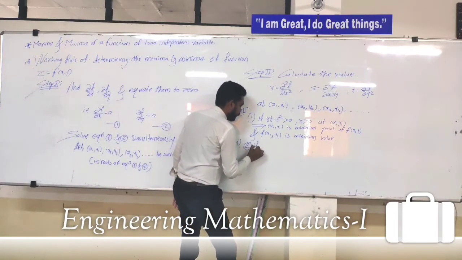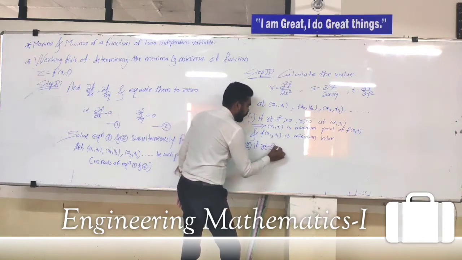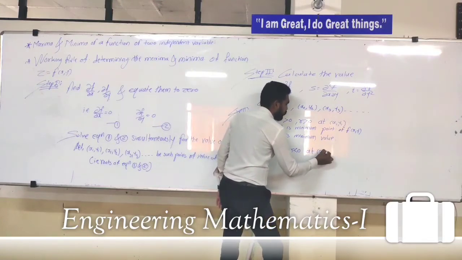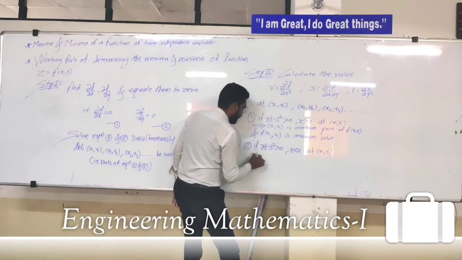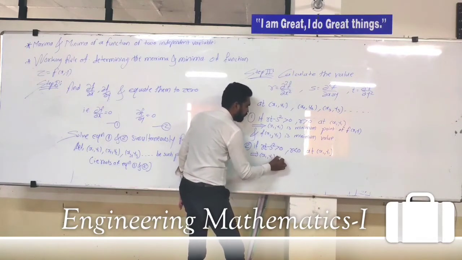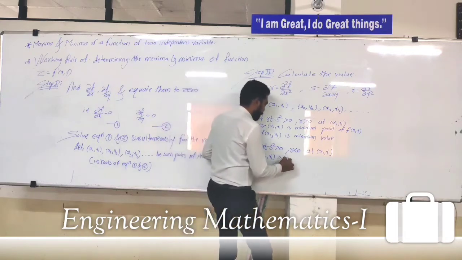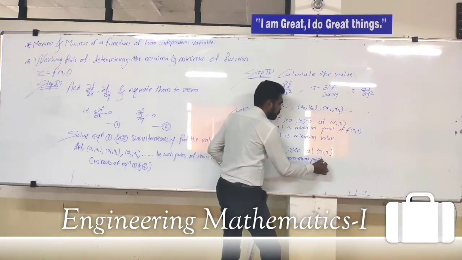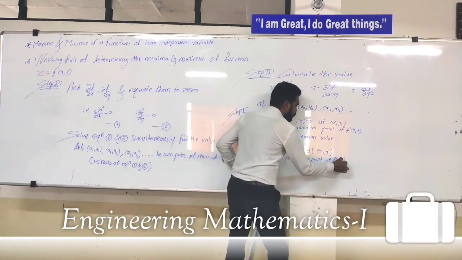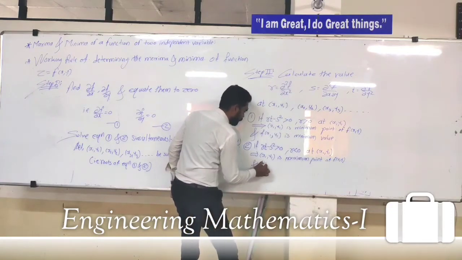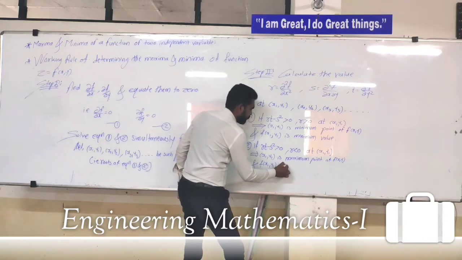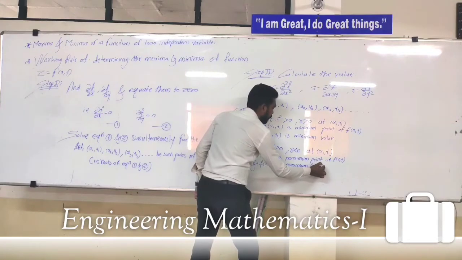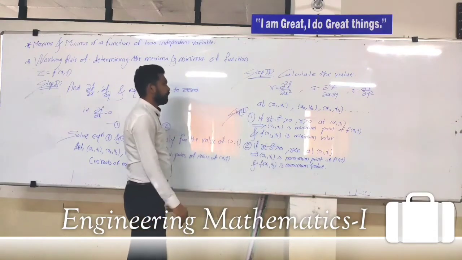Second, if rt minus s square is greater than 0 and r less than 0 at x1, y1, this implies that x1, y1 is a maximum point of f of x, and f of x1, y1 is a maximum value.